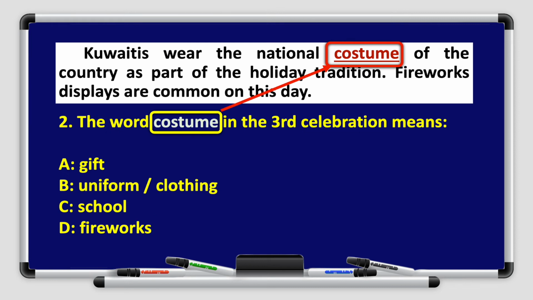Next, number 2. The word costume in the third celebration means what exactly? Is it A, gift, B, uniform or clothing, C, school, D, fireworks? So let's underline the word first and let's guess the meaning from the context. It's B, excellent, uniform or clothing. So costume means uniform or clothing.